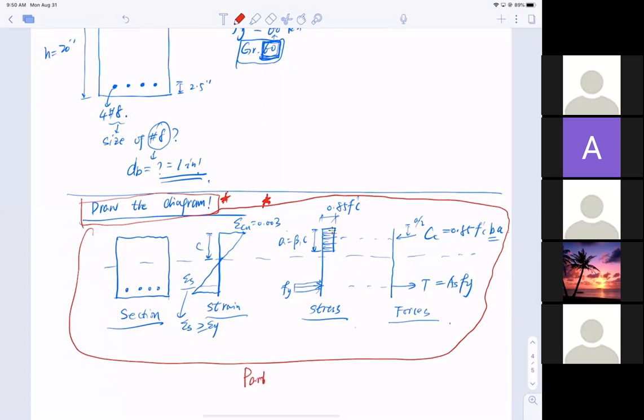I'm gonna write it here. Partial credits, guys. Sales event. Partial credits, remember? So know by heart how to draw this diagram from section, strain, stress, and forces. If you miss one, no credits, okay?